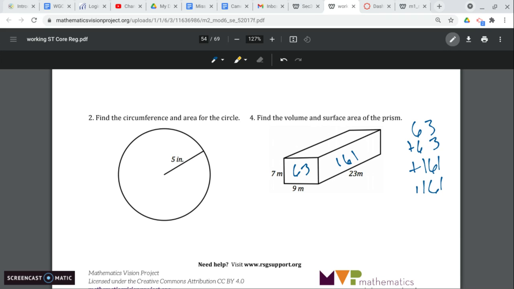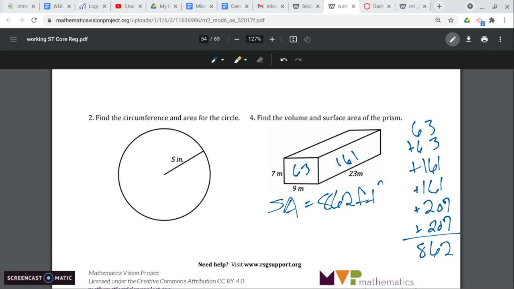So we've got 2 161s, plus we've got the area of the top, which is 23 by 9. So we take 23 times 9, and we're going to get 207. And then we also have the bottom. So now we add all those together, and that's going to give you your surface area. When we add those, we end up with 862. So your surface area is 862 feet squared.